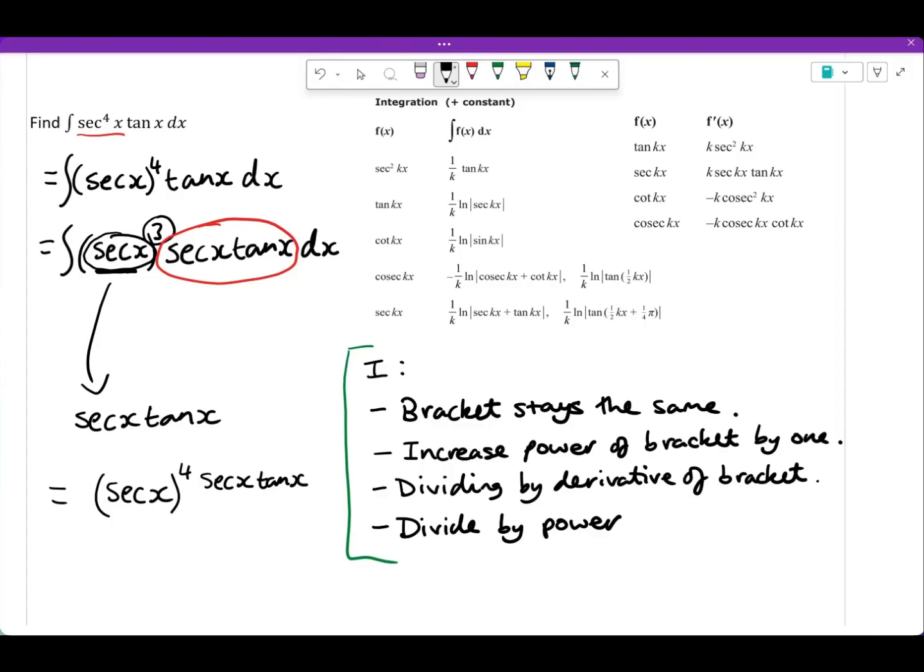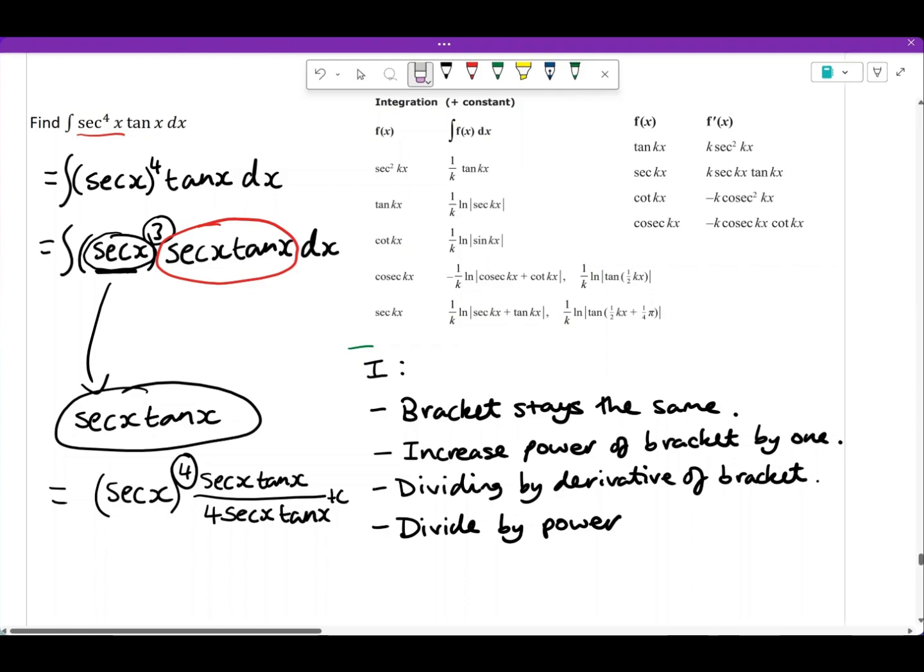And then I'm going to divide by the derivative of the bracket, which is what we found here, which is also sec x tan x. But then we have one final step to do. We need to divide by the power. So our new power is 4. So that 4 is going to multiply into the denominator over here. So we get this. And of course, it should be plus c.